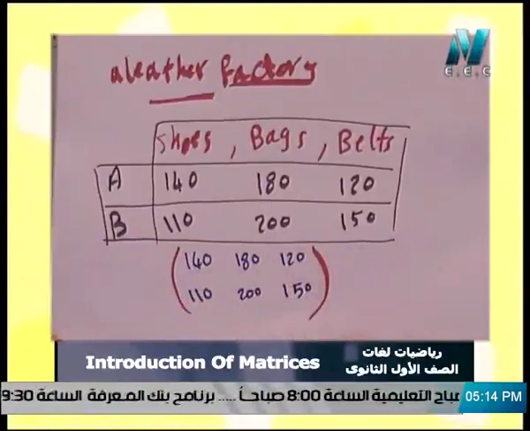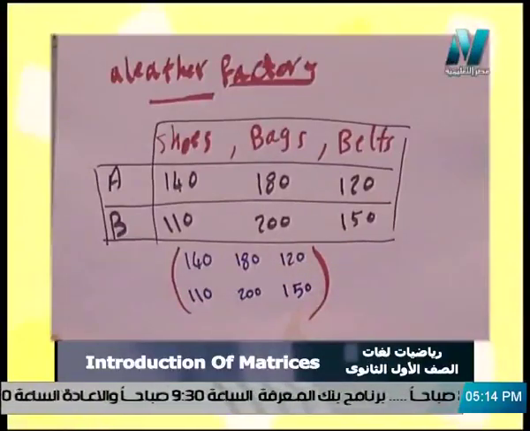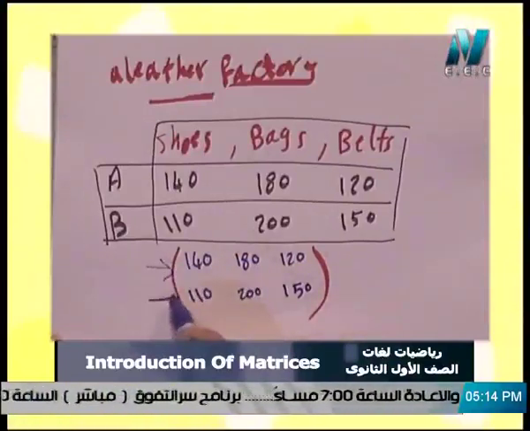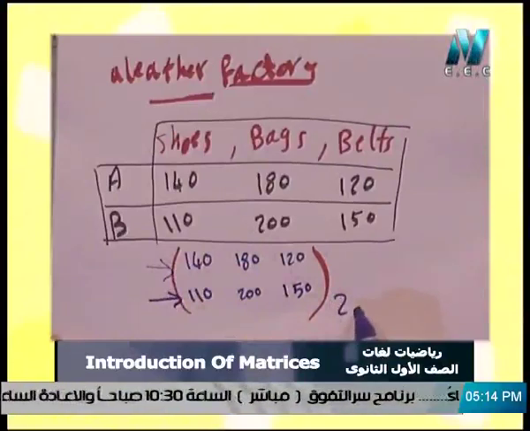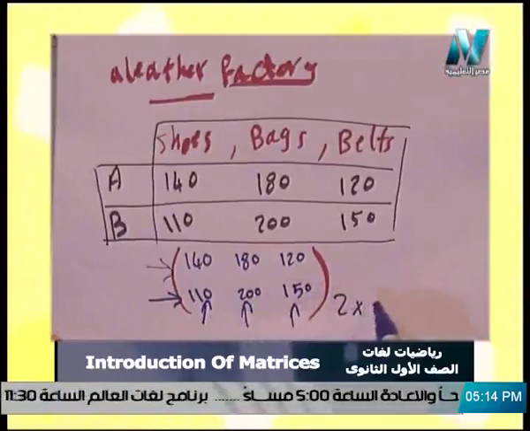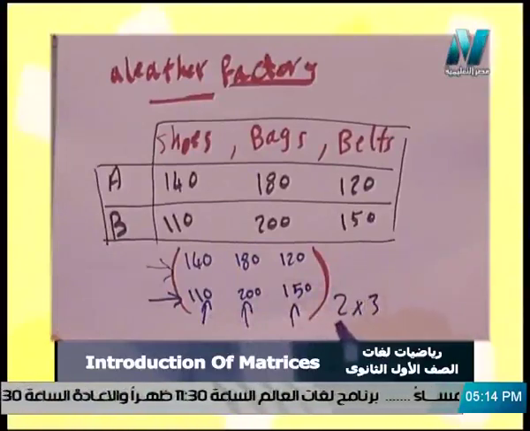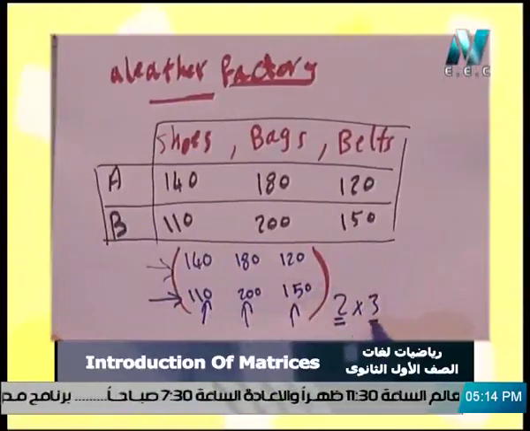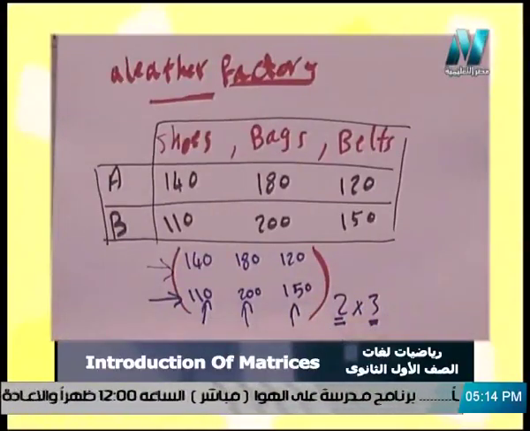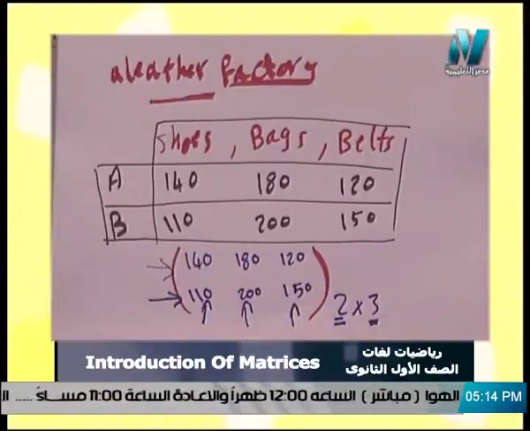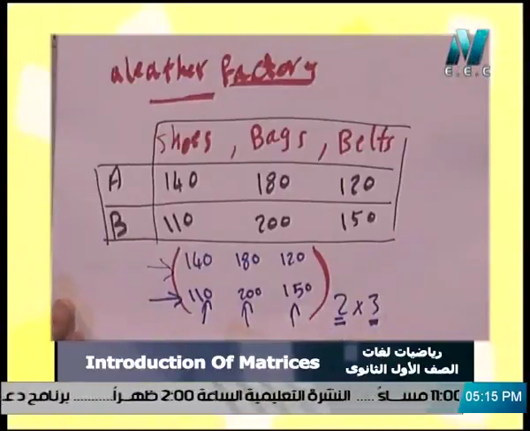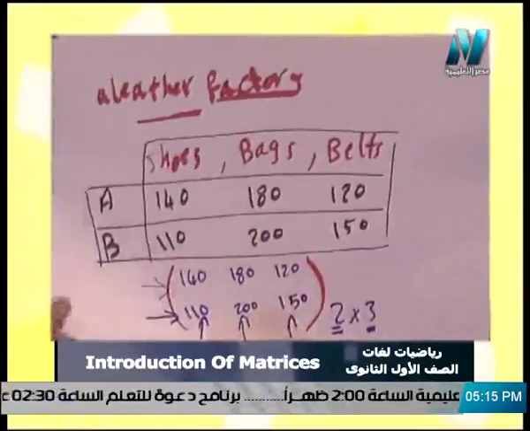So I'll ask you, what is the order of this matrix? Yes, we have here two rows, so it is 2 by. We have here 3 columns, so it's 2 by 3. 2 rows and 3 columns. It's the order of this matrix. Okay, so we can use another method to write this matrix.